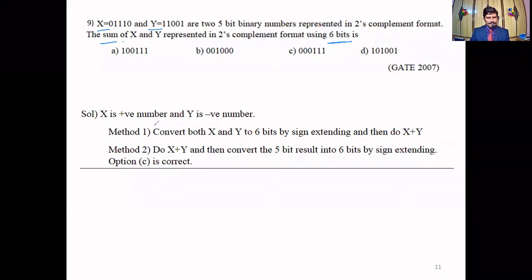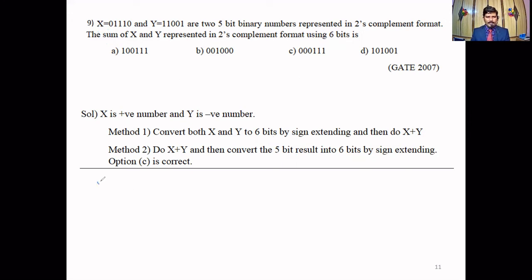There are two methods we can follow. The first method: convert both X and Y to 6 bits because they are 5-bit. So convert by the sign extend method into 6 bits and then add. That is one method. Or directly you can add X plus Y and the result will be 5 bits. Then the result you can convert into 6 bits by sign extending.